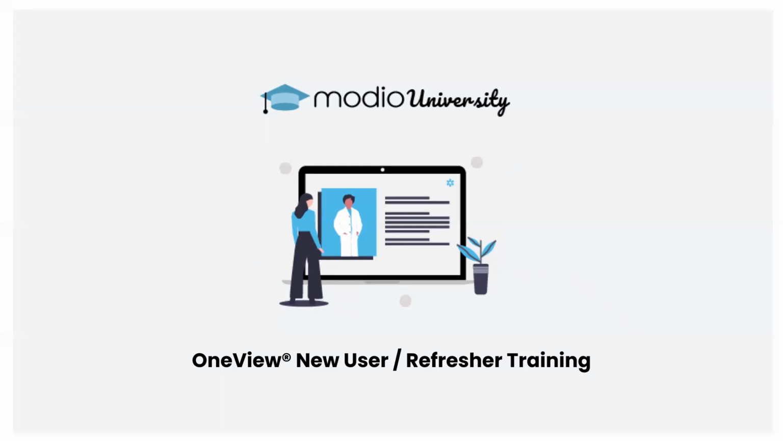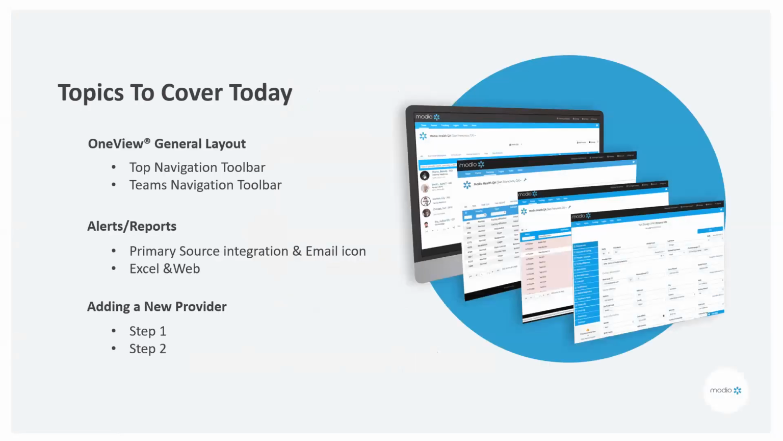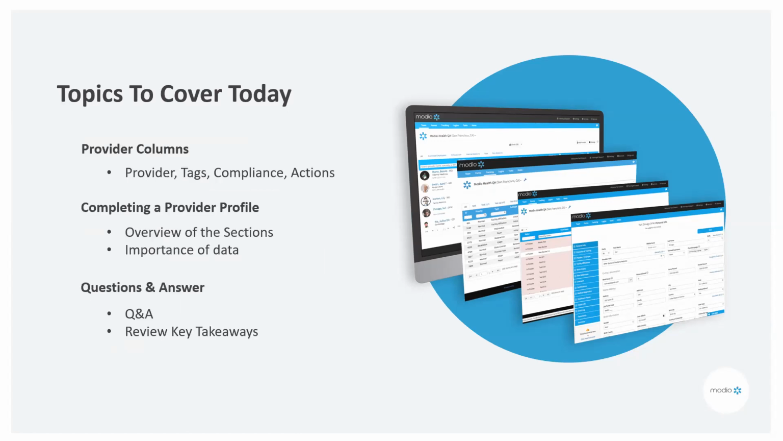So for our new user refresher training today, we're going to go over a few topics. Some of you who have attended the 101 sessions might be familiar with them, but it's a good refresher. The first thing we're going to talk about is the general layout, our navigation toolbar and our team toolbar. Then we'll move on to our alerts and reporting feature. We'll talk about adding a new provider in a two-step process. From there, we'll cover the provider columns, tags, compliance, and the action items column.